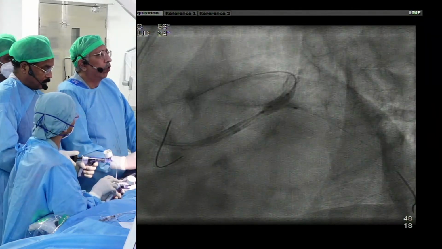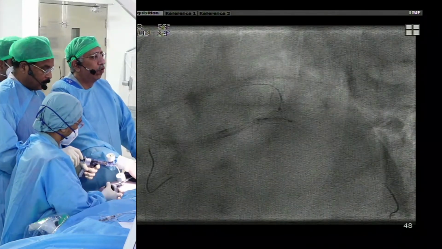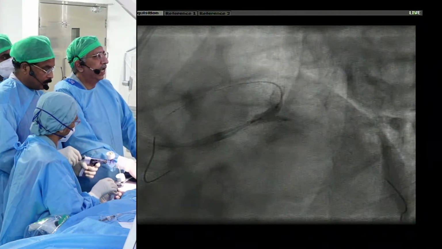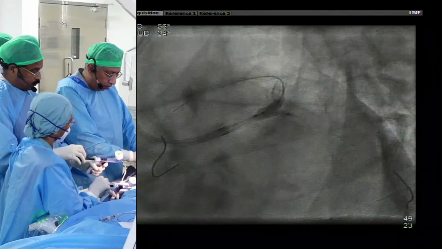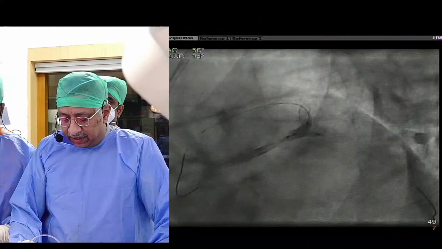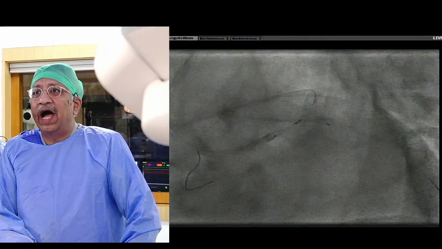This is what we see on CTO. Which is the LAD? Underperfused. Which is the normal vessel? So we are going to move on to Ajit Mosari.